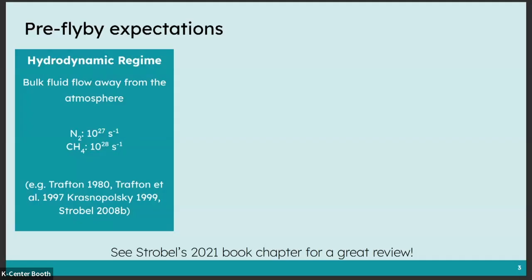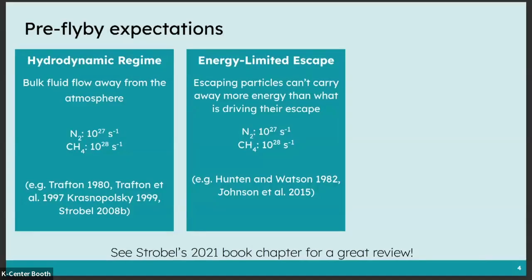Various papers made estimates, first for methane, since that was the first known volatile species on Pluto, and then later for nitrogen as well. And you can see the order of magnitude there. Interestingly, this is the same 10 to the 27 from James's talk, but this is in molecules escaping per second, not joules. Some other people added to this field by coming up with the idea of energy-limited escape.